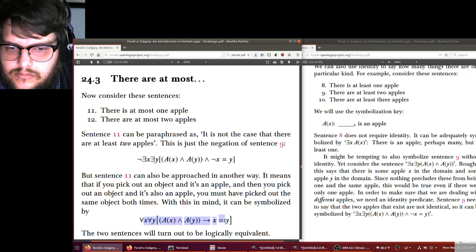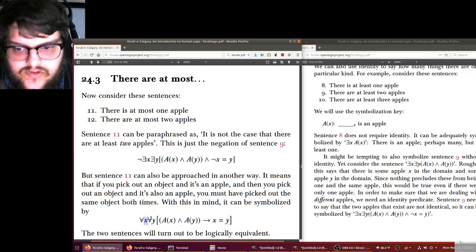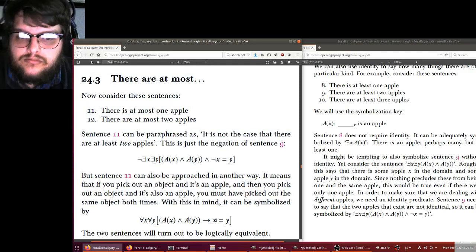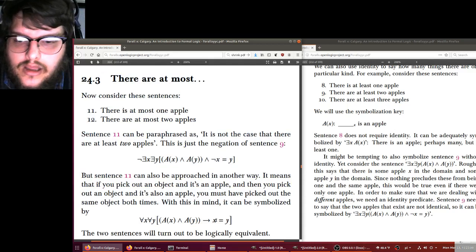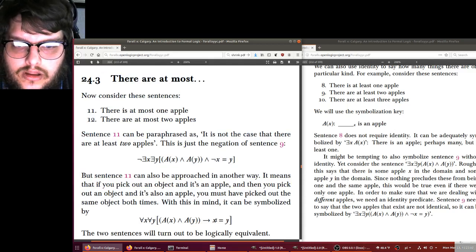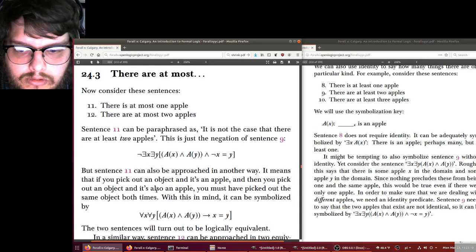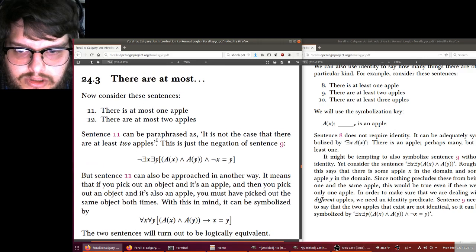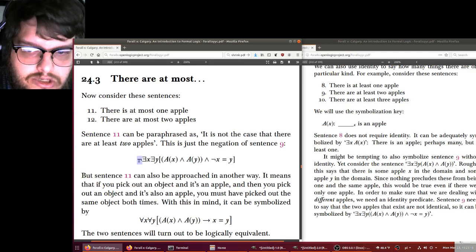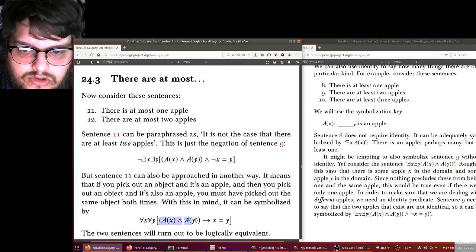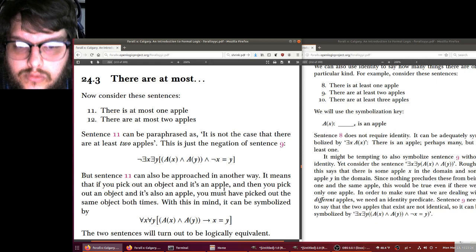So you can symbolize it this way. If you pick two things called x and y and they're both apples, then the consequence would have to be that they're identical. Okay, that would also handle symbolizing the sentence that there is at most one apple. So these will actually be equivalent. Again, it has to do with how negations of existential quantifiers become universal quantifiers, and then how the negation of this inside is actually logically equivalent to this. Again, we'll see that. Okay.